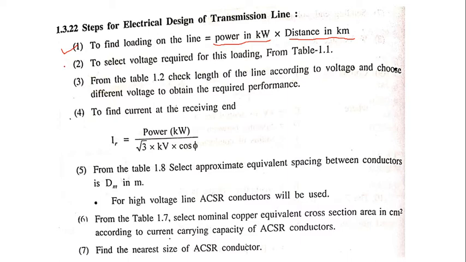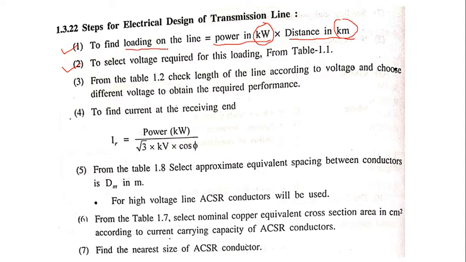Now what is the second step? The second step is to select the required voltage level. We have the total amount of power in kilowatt. Remember this term: in our example power is given in kilowatt and distance in kilometer. Right now we don't have any voltage level at which we are going to transmit our power, so for that we are going to find the line loading.